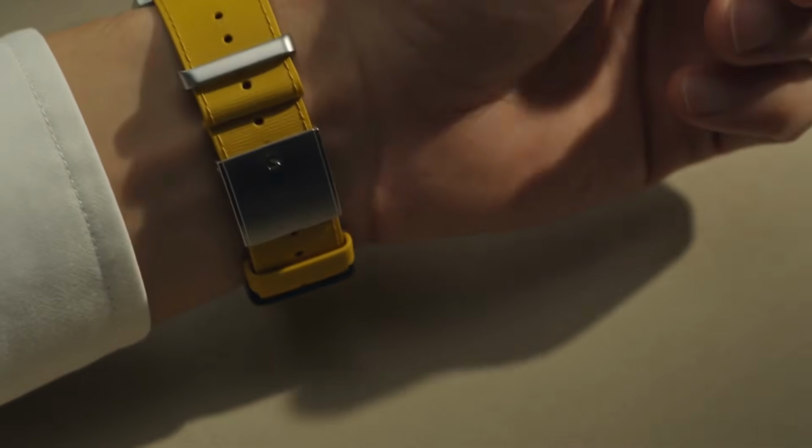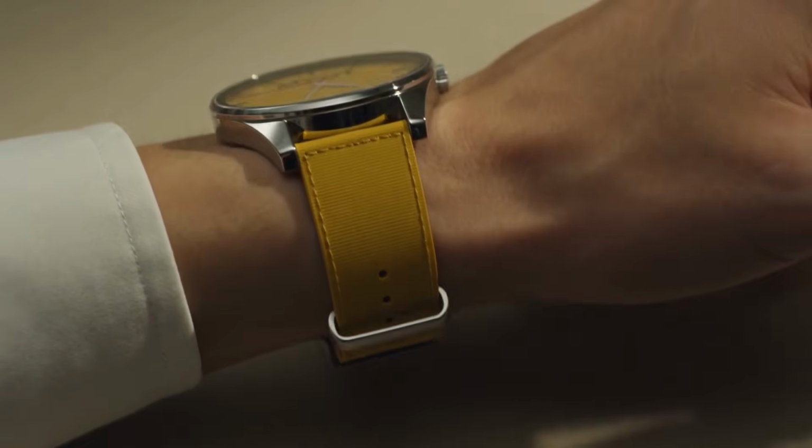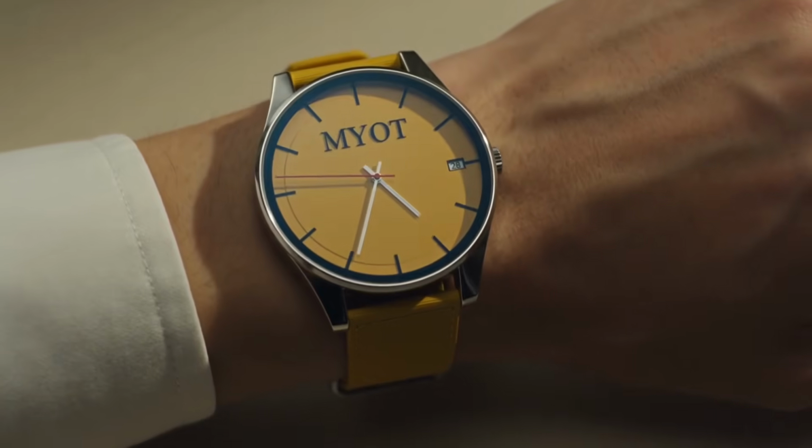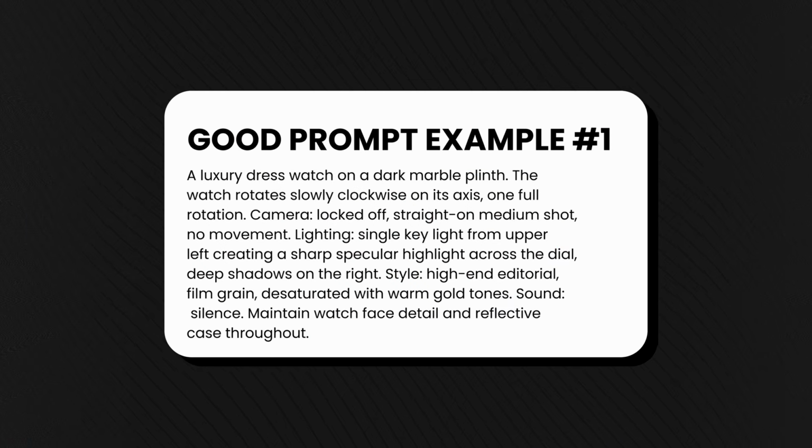This time, same watch, same tool. This time I gave it one physical action. Camera locked off with a reason. Lighting described specifically, not just dramatic. Style in 2 words, and a continuity constraint at the end so the dial stays sharp. That's the difference. Here's a mistake that almost everyone makes with their reference images.